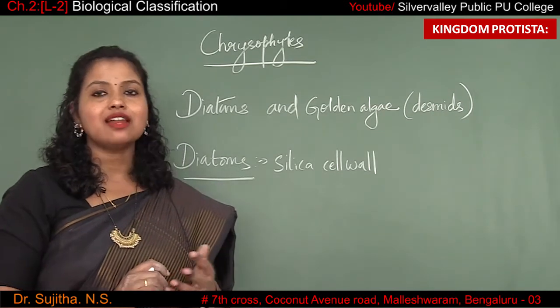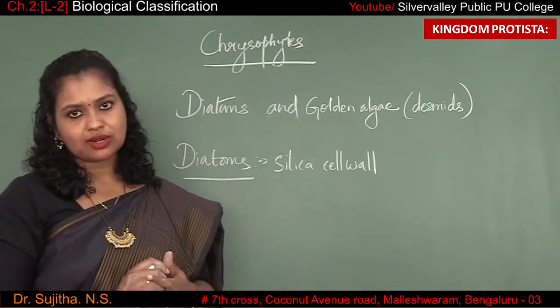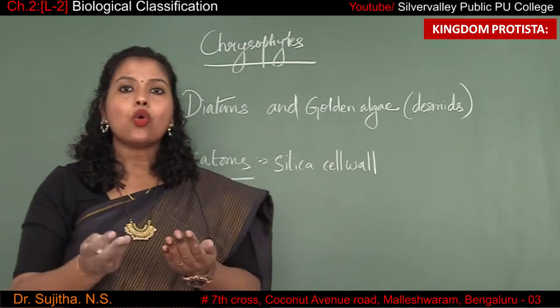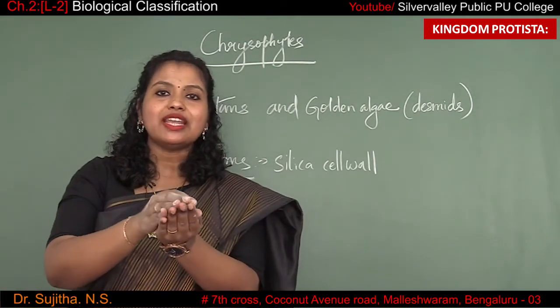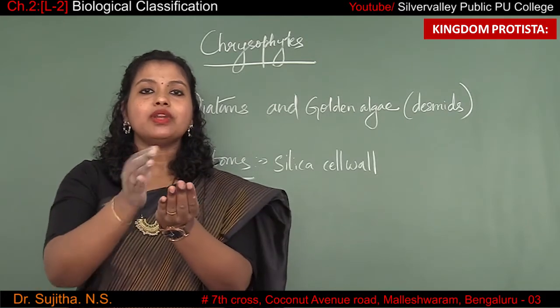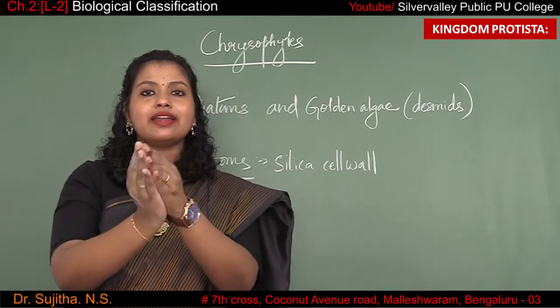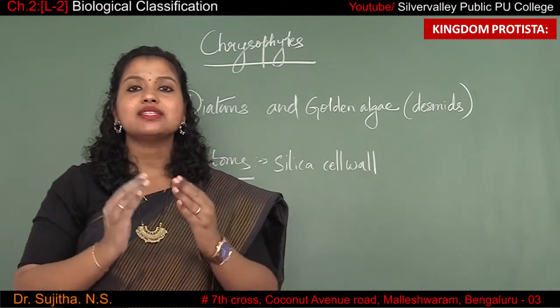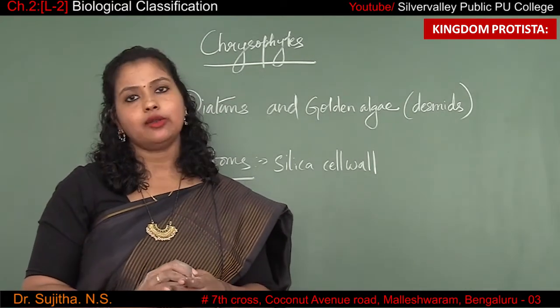Now, how does the cell wall of these diatoms look? The two halves overlap one upon the other, just like a soap box. So the cell wall, you can open it and you can close it, open and close. This is how the cell wall of the diatoms looks.